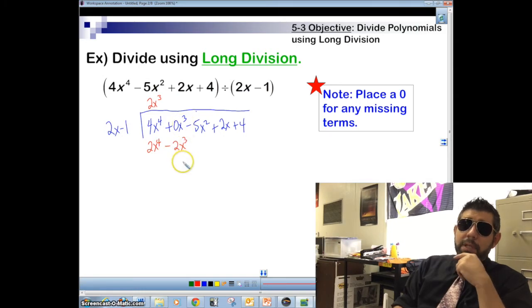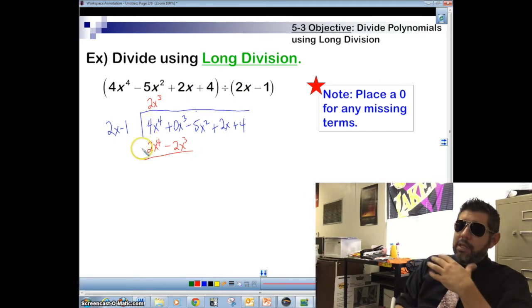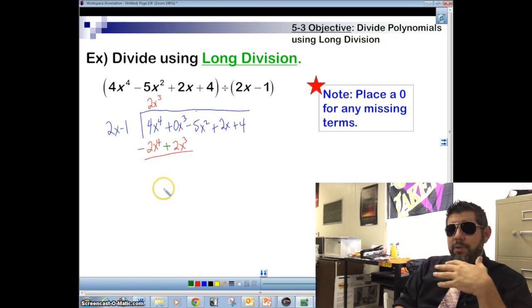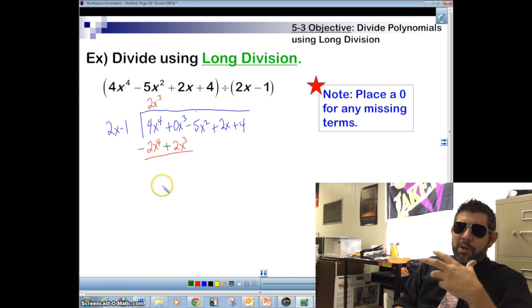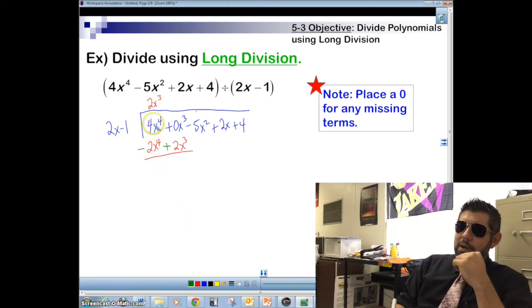This is why we needed a placeholder, okay? So, we're going to subtract. The way I like to do this is I like to take and change the signs of that bottom one to negative 4x to the 4th plus 2x cubed, and then add straight down. That way you don't have to worry about dealing with subtraction. You just change the sign. All right, so what do we get here?